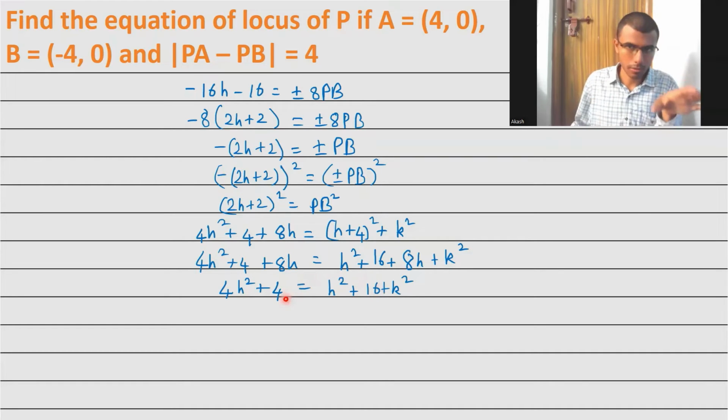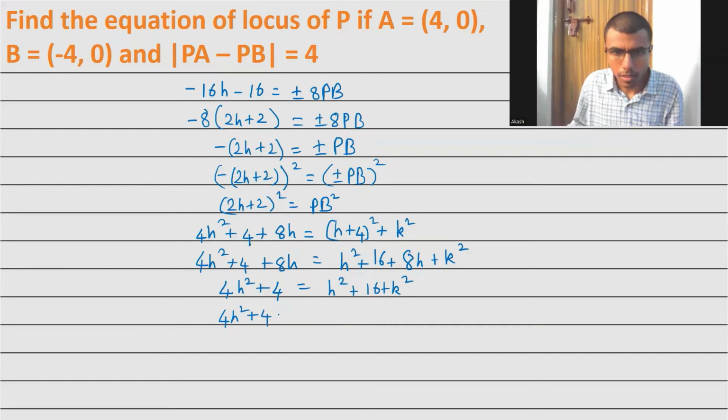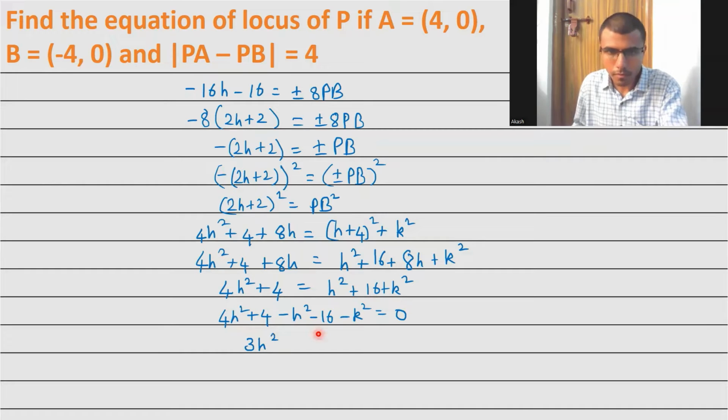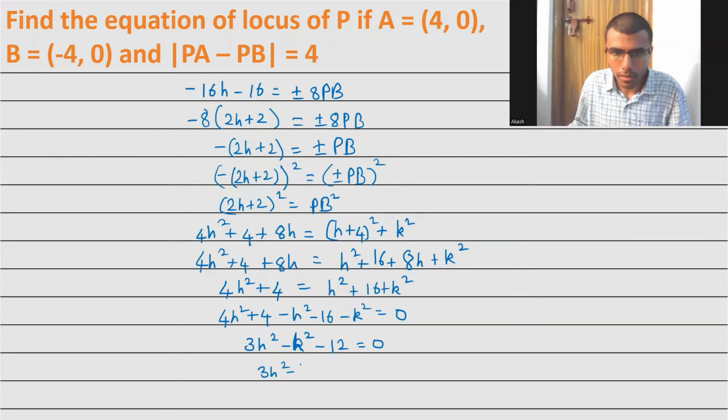I'm going to get all these terms to the left side. So I have 4h square plus 4 minus h square minus 16 minus k square is equal to 0. 4h square minus h square is 3h square. 3h square minus k square. 4 minus 16 is minus 12 is equal to 0. You can stop here, or you could just do this also. Send the 12 to the other side. 3h square minus k square is nothing but 12.